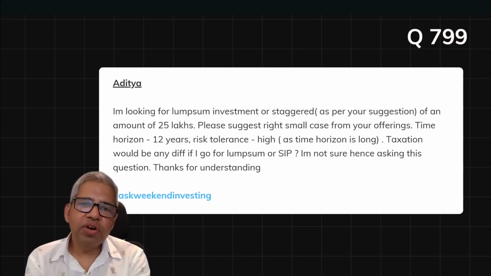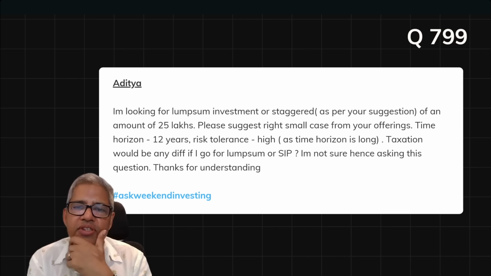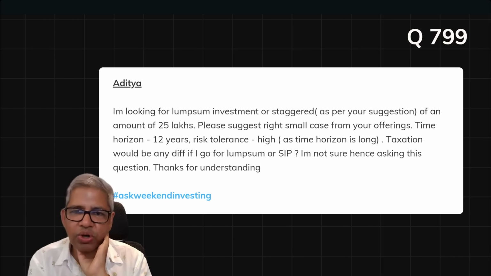Aditya says, I am looking for lump sum investment or staggered as per your suggestion of an amount of 25 lakhs. Please suggest the right smallcase from your offerings. Time horizon 12 years. Sorry, sir, this is a very personal advice kind of a question. I will not be able to do this.